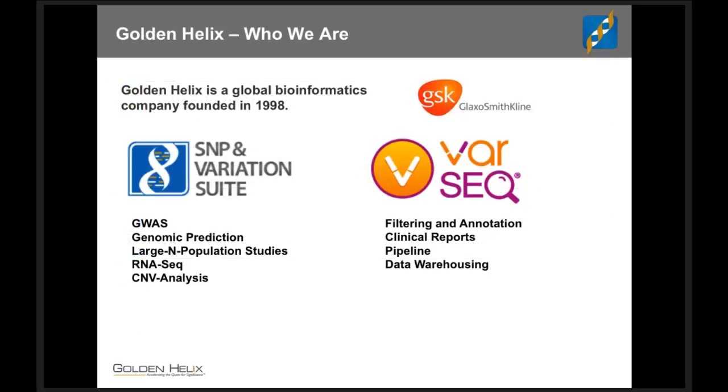With that, here's a little bit about us. Golden Helix was founded in 1998, so we're about 18 years old now. Our founders spun off early work at GlaxoSmithKline, and GSK was a key investor in the company. Golden Helix started out creating products for genomics and bioinformatics with Helix Tree, which has now evolved to be our SNP and Variation Suite. SVS is a research-focused product that allows researchers to perform genome-wide association studies, genomic prediction, large N population studies, and many other research-oriented analyses.